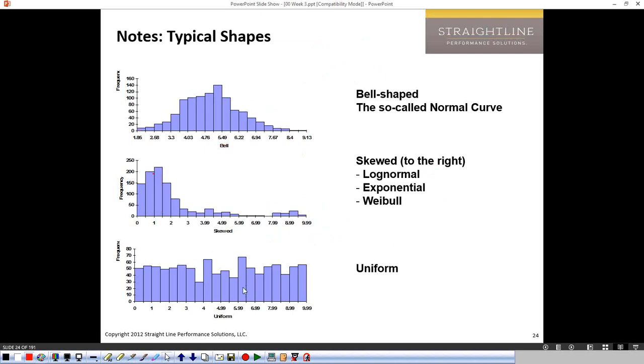Some other, less common ones are uniform distributions. These are something where it's the same probability all the time. This might be for something like times that a bus arrives between a certain window.